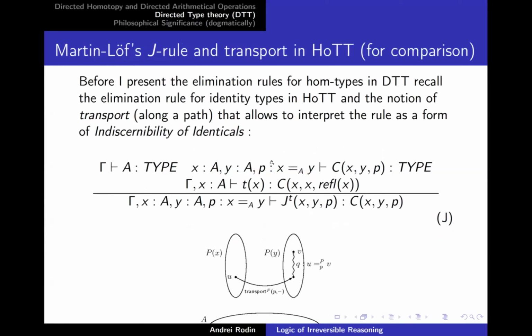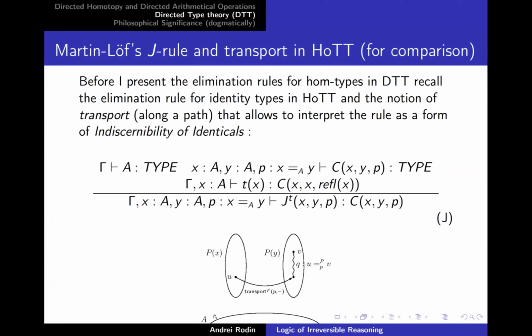And here, just to compare, that is the usual elimination rule. People call it the J rule. I don't know why, where this J comes from. In standard homotopy type theory, I think David discussed this in his talk.